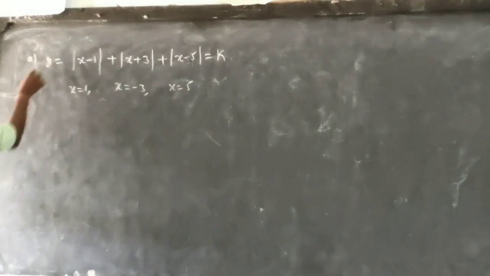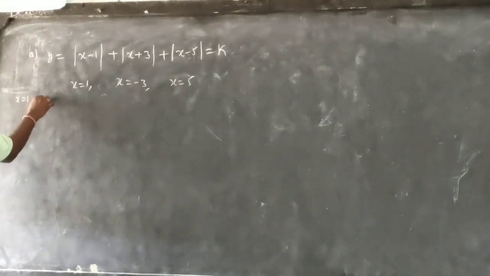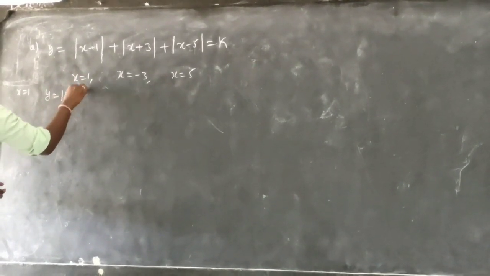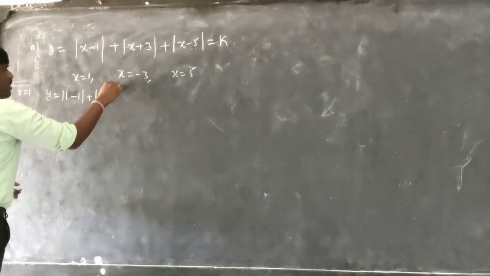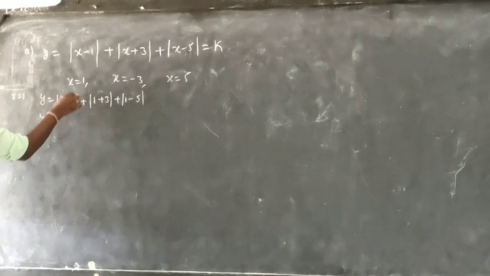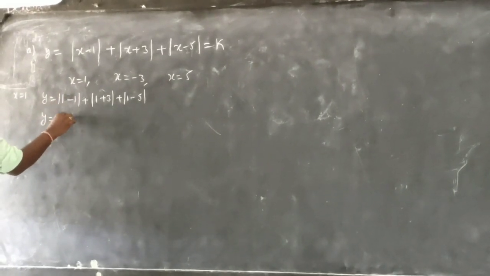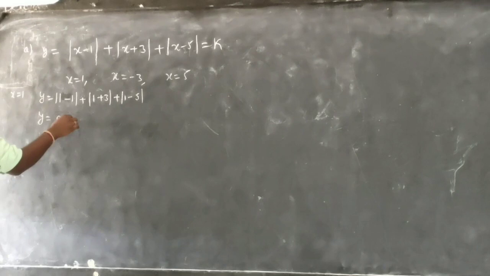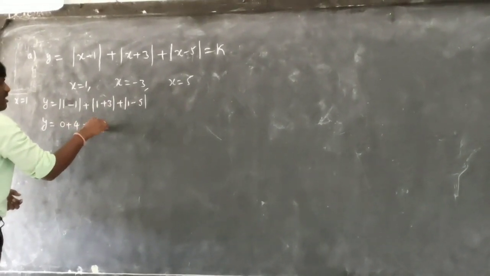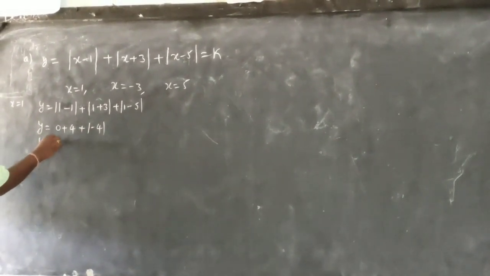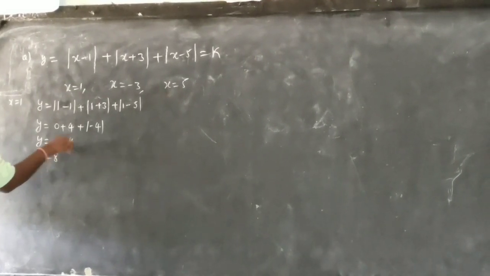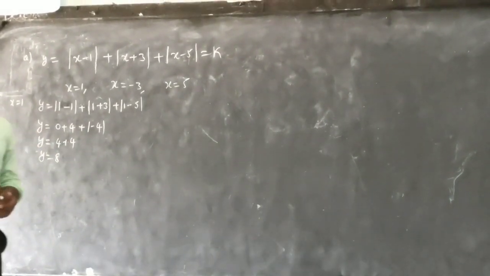Let us substitute x is equal to 1 in this. What do I get here? y is equal to mod 1 minus 1 plus mod 1 plus 3 plus mod 1 minus 5. So 1 minus 1 is 0, mod 0 is 0. Plus 1 plus 3 is 4, mod 4 is 4. 1 minus 5 is minus 4, and the modulus of minus 4 is 4. So 4 plus 4, this value will become 8. So the answer is 8.